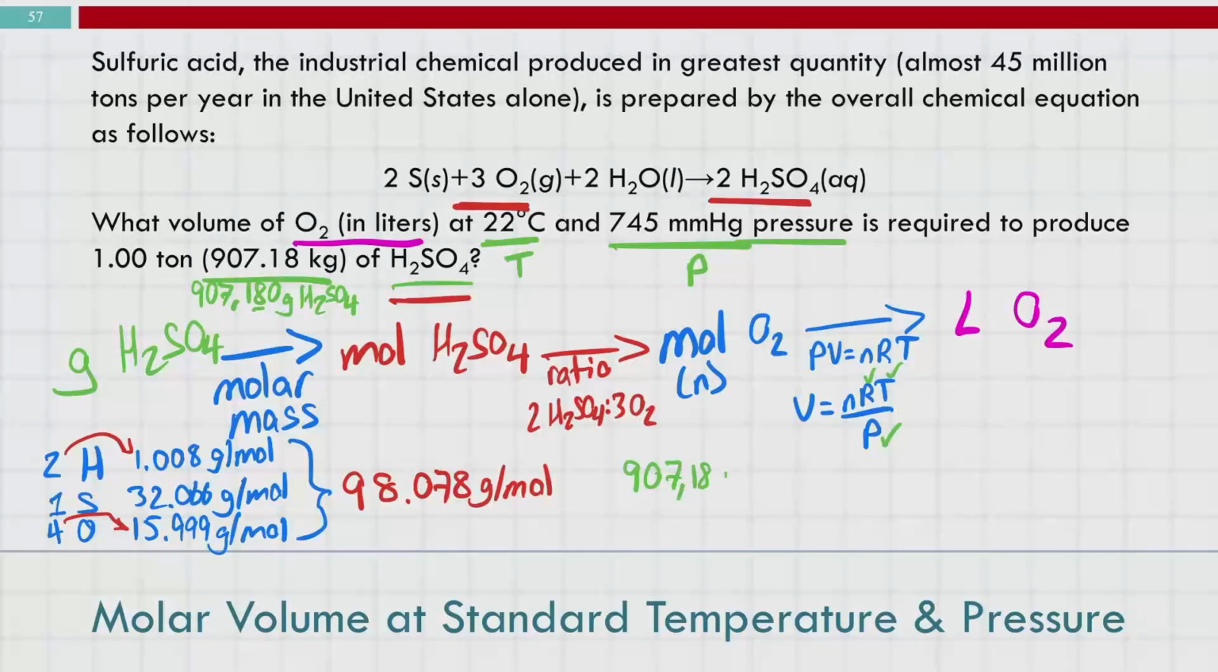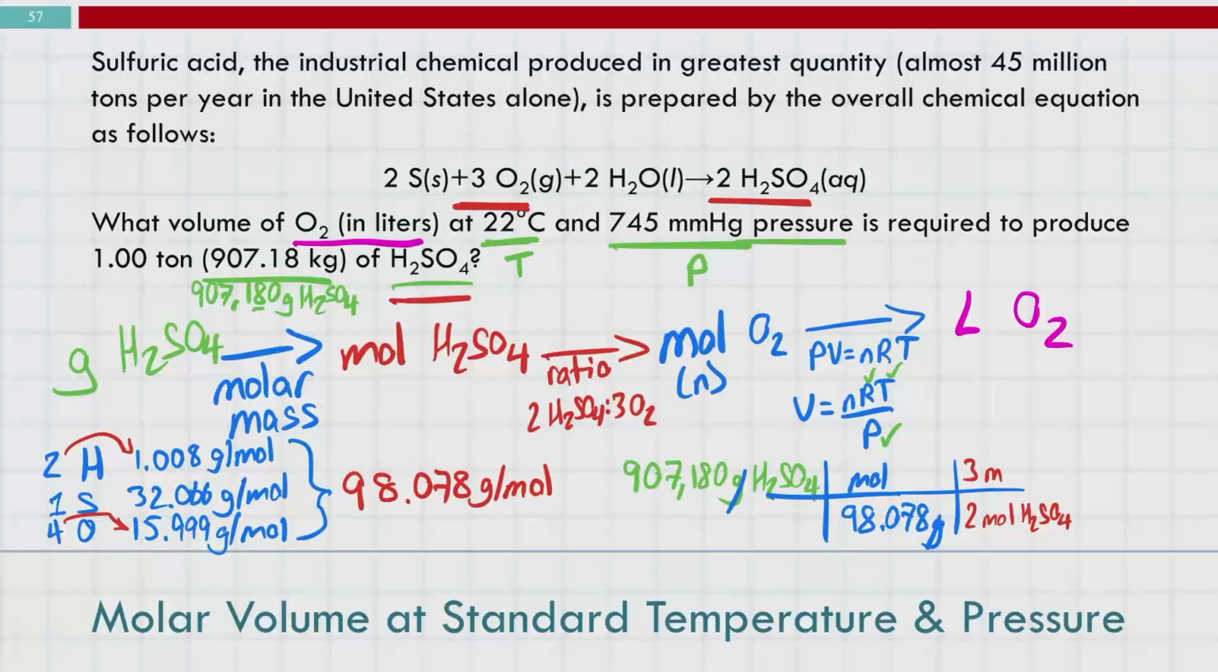Okay, so starting with our grams of sulfuric acid, we're going to divide by our molar mass, because then the grams go on the bottom, the moles go on the top, grams cancel. We're going to use our ratio. We have H2SO4. So on the bottom, 2 moles H2SO4. That gets formed from 3 moles of O2.